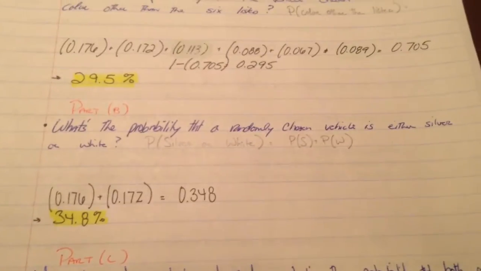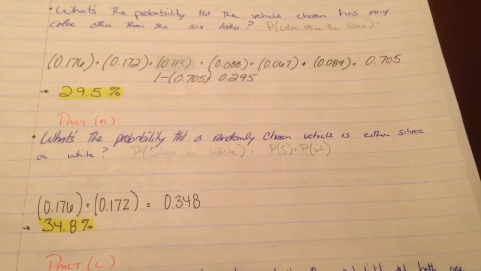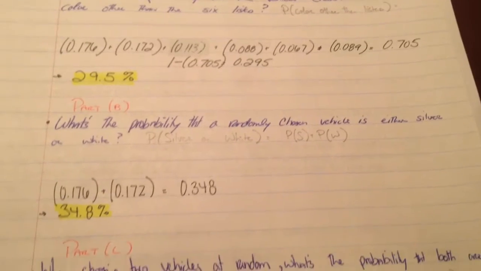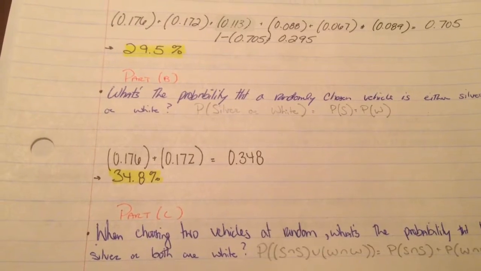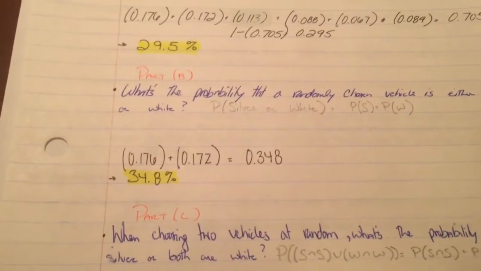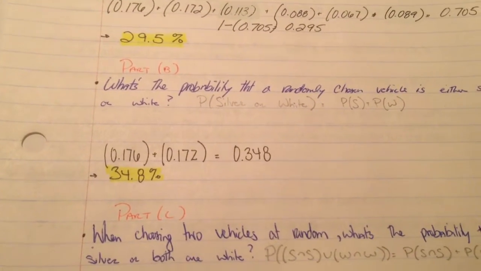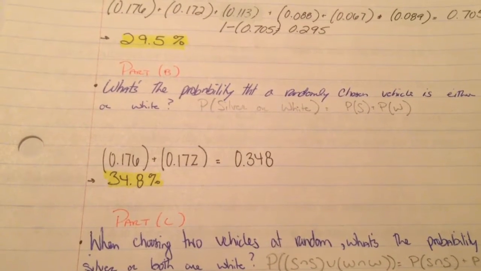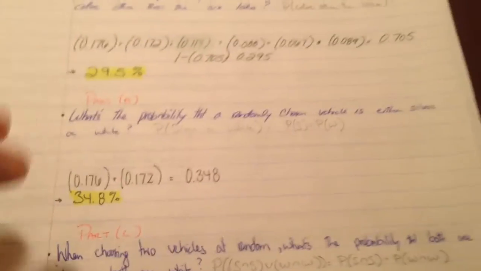Now, moving on to part B of this question, it's asking you what's the probability that a randomly chosen vehicle is either silver or white. So here's your formula right there. I put just probability of silver or white, which is also probability of silver plus probability of white. In order to find this, you would need the probability of white and silver from the data in the question above, which is 0.176 and 0.172. And what you do here is you would add them, and you would get 0.348, which is your probability and your answer for this question, which can also be read as 34.8%.